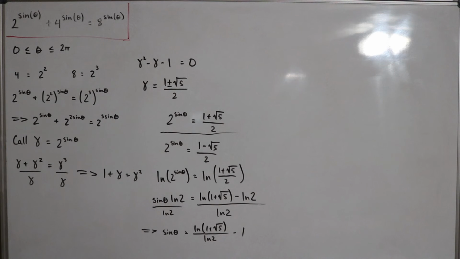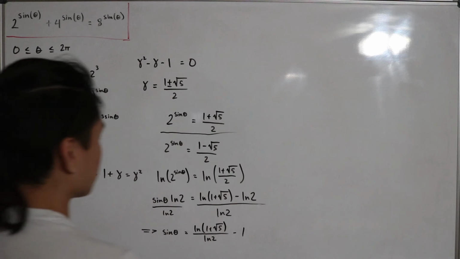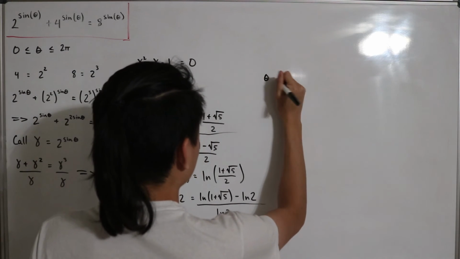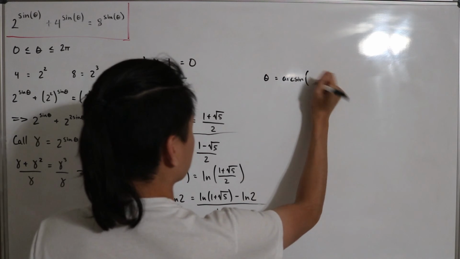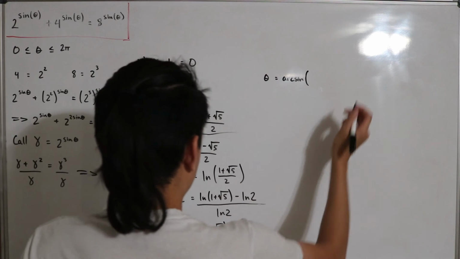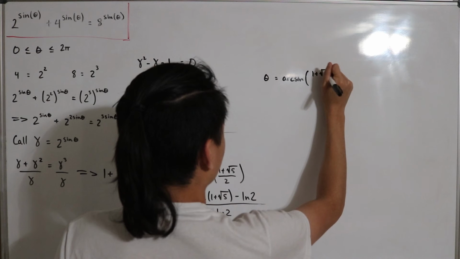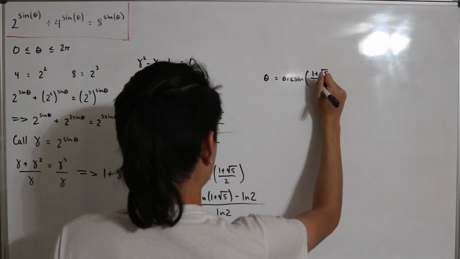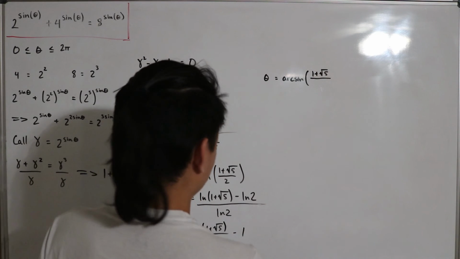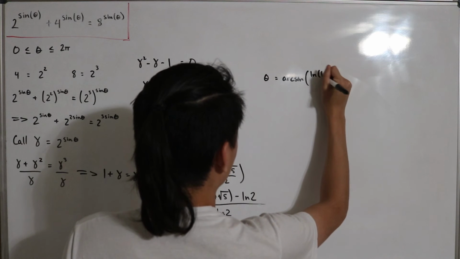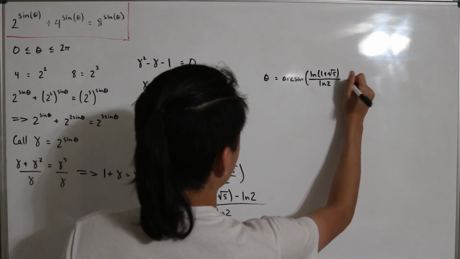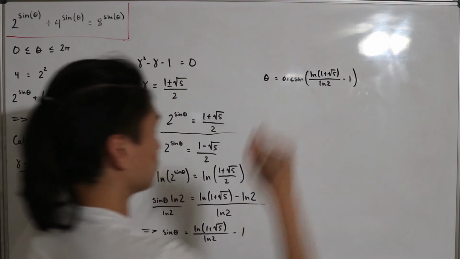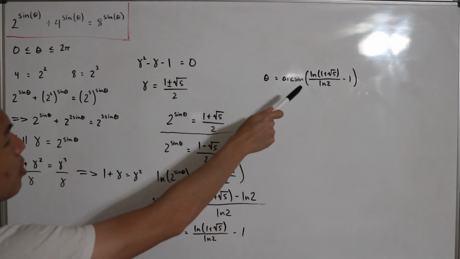So now let's take the inverse sine of both sides, and we'll get that theta is equal to arc sine. I'll write it as that. Arc sine of the natural log of 1 plus the square root of 5, then divided by the natural log of 2, then minus 1. Okay, so that's basically one answer.